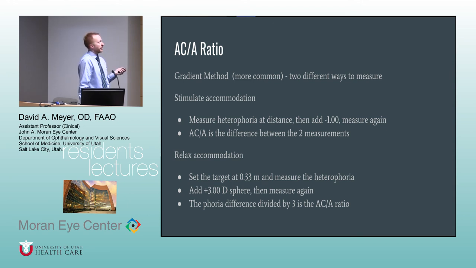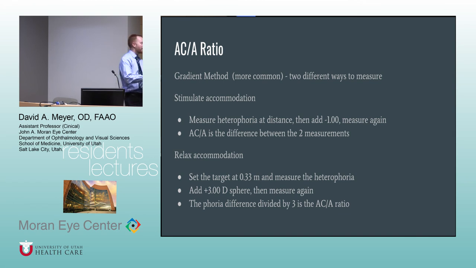Probably the easiest one is to stimulate accommodation. Basically, you do the cover test and measure the heterophoria at distance. We'll do some examples of this. You add a diopter of minus over both eyes. That stimulates accommodation, and when it stimulates accommodation, it automatically stimulates convergence, and then you measure it again. The ACA is the difference between the two measurements, okay? We'll go through an example of that in a second.